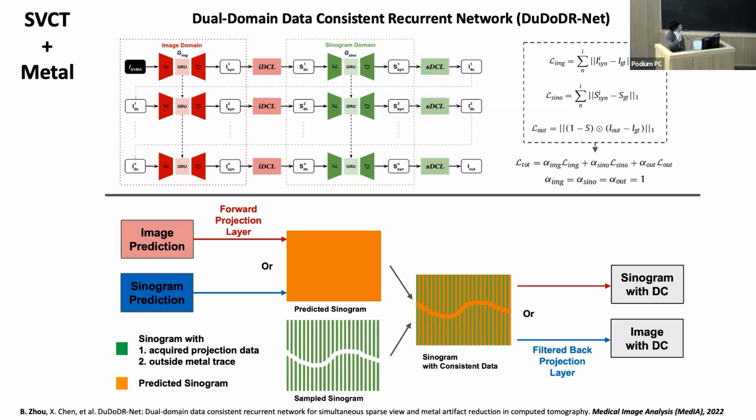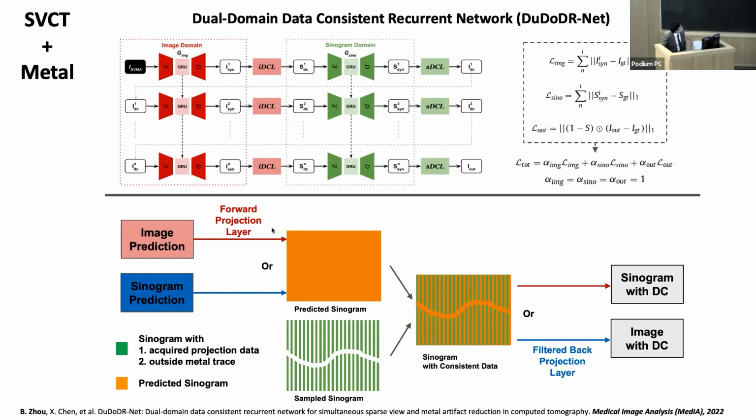So first, to address the sparse view CT plus metal, we propose a dual domain data consistent recurrent network. The general idea is that most previous conventional metal artifact correction methods work in the sinogram, so we do the restoration in both the image domain and the sinogram domain, in a recurrent fashion. Because we already sampled the sparse view data, we also want to keep the projection data in there. To do this, we use a data consistency layer.